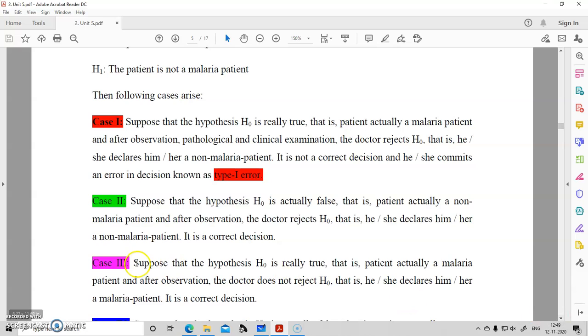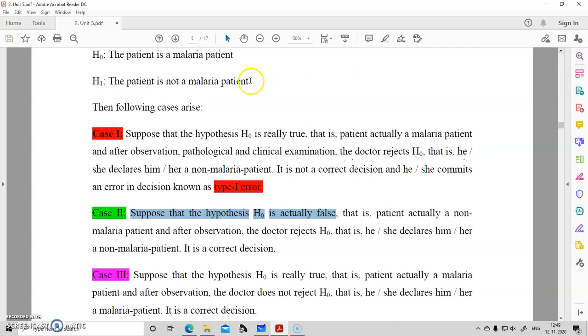Now we go to the type 2 error. Suppose that the hypothesis H naught is actually false. What is H naught? The patient is a malaria patient. It is false, which means the patient is not a malaria patient. So the patient is not suffering from any malaria. That is the true scenario, right? H naught is actually false.